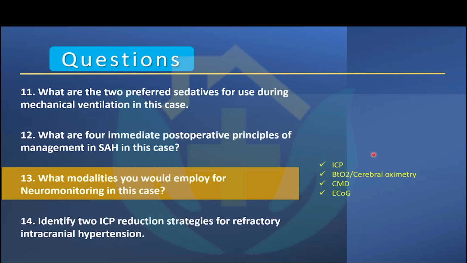We can add TCD, sir. Yeah, sure. ICP, TCD. TCD is also nowadays a way we can have continuous monitoring. So TCD is a very good option. And brain tissue oxygen monitoring, cerebral microdialysis. You should know a little bit of CMD also, very important nowadays. And cortical EEG, continuous EEG.